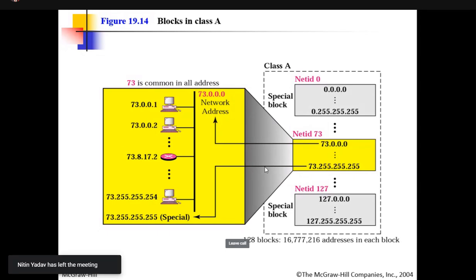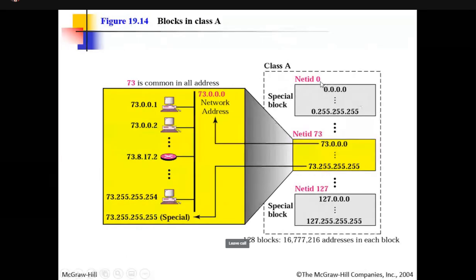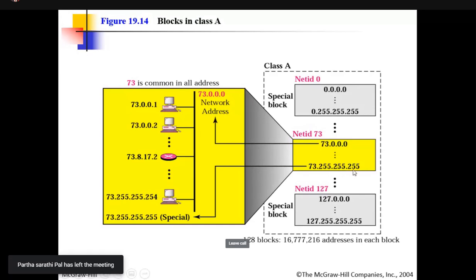Suppose these are the blocks in class A; we are giving some examples. These are the class A addressing mode, and this is the net ID. Suppose the net ID is 0. Then the address range will be 0.0.0.0 to 0.255.255.255. If the net ID is 73, the host address range will be 73.0.0.0 to 73.255.255.255. And for net ID 127, the address range will be 127.0.0.0 to 127.255.255.255. So these are the address ranges.